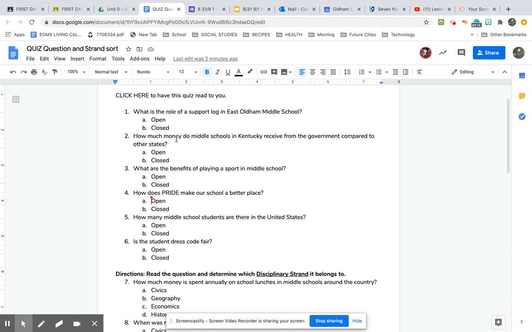How many middle school students are there in the United States? A, is that open? Or B, is it closed? Number six. Is the student dress code fair? A, open. B, closed.